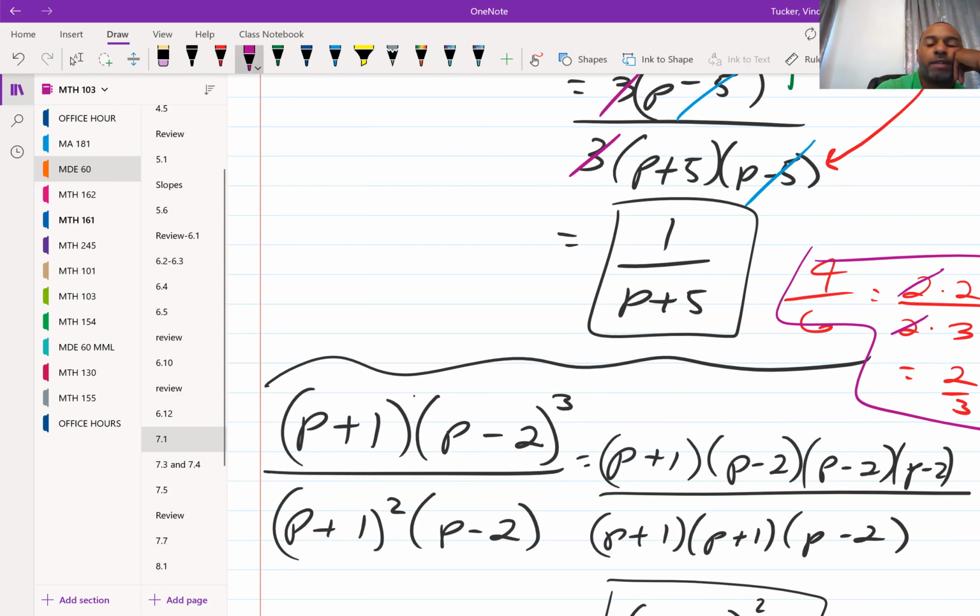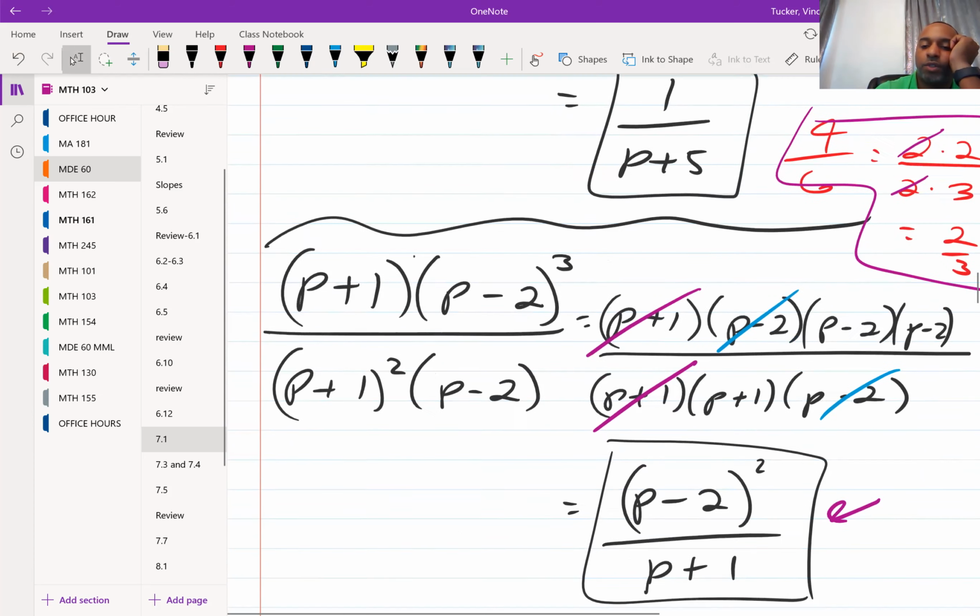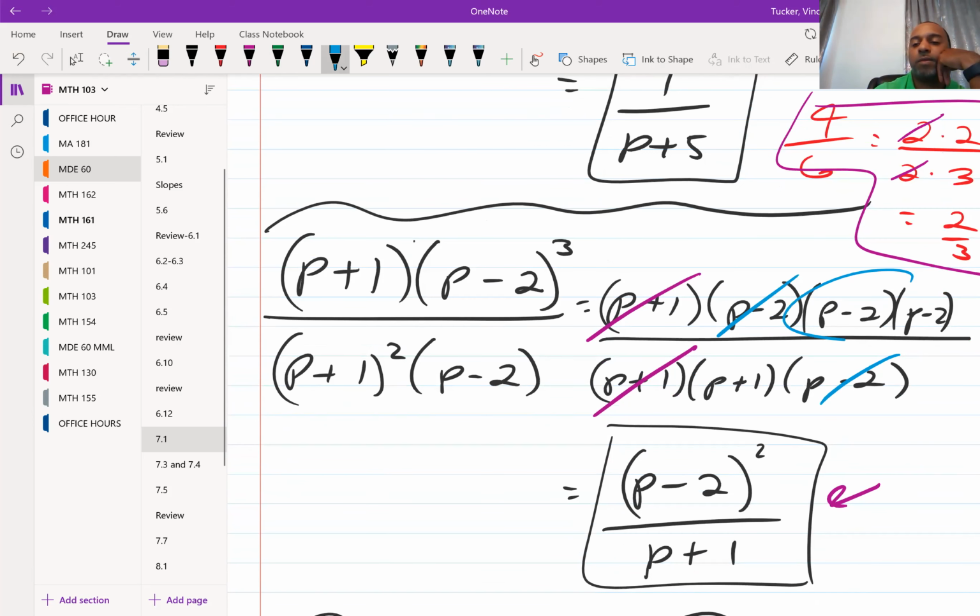So you cancel out what they have in common. Remember, you cancel out things once. If I only have one p plus 1, then I'll cancel out one p plus 1. In here, I have a p minus 2 and a p minus 2, so it leaves me with two p minus 2's up top, and then there's one p plus 1 down bottom. So that's my answer.